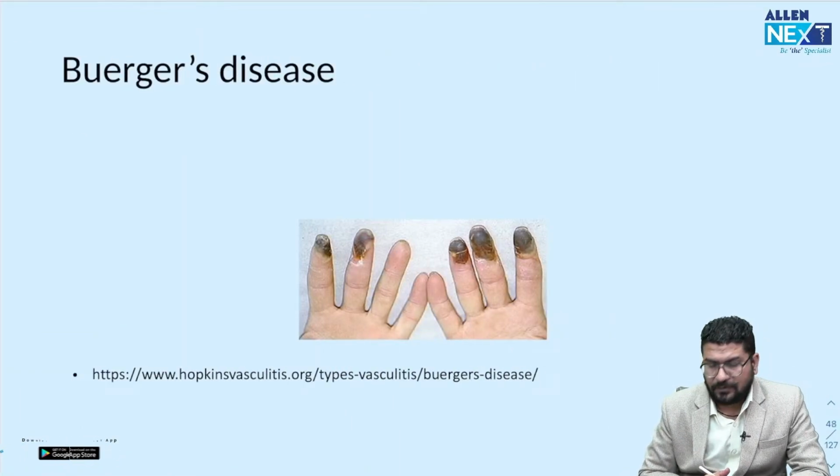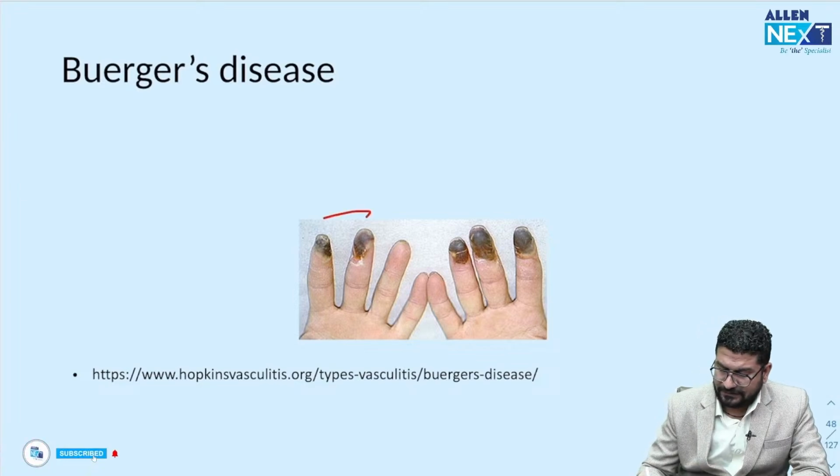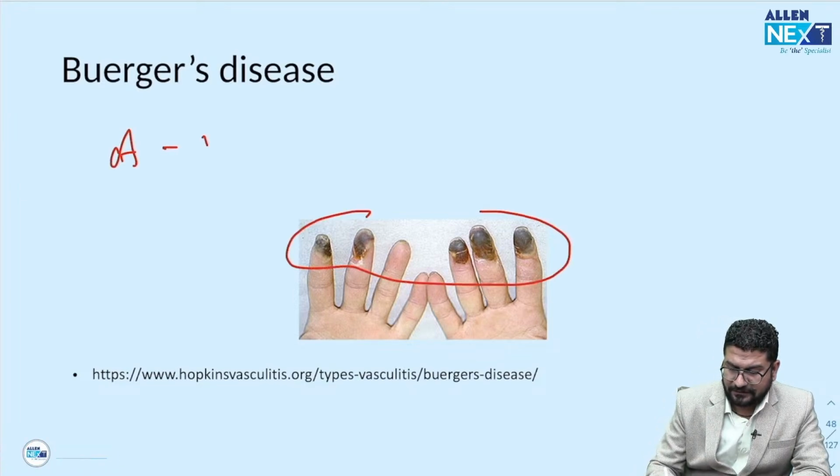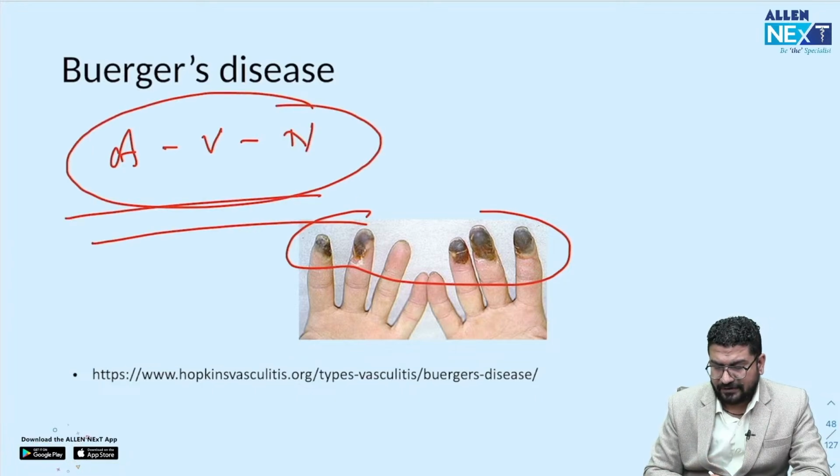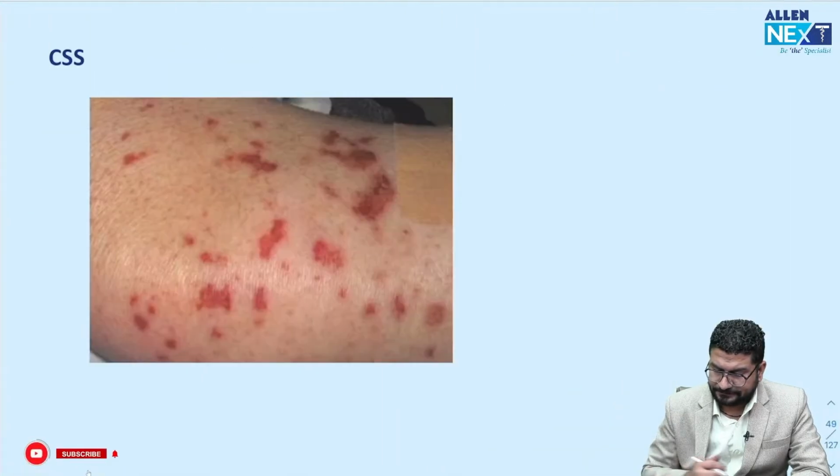Buerger disease, more in a young male smoker. So you can see this is a disease which starts with artery, then it will go to vein, then it will go to nerves. So lymphatics are not involved. For treatment, we can use pentoxifylline.